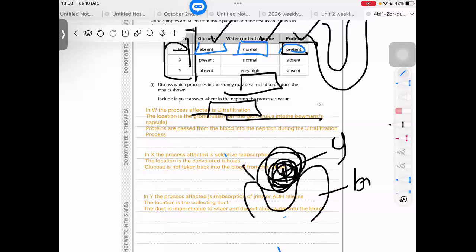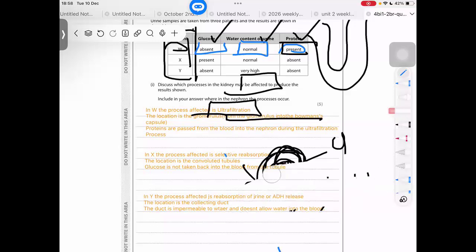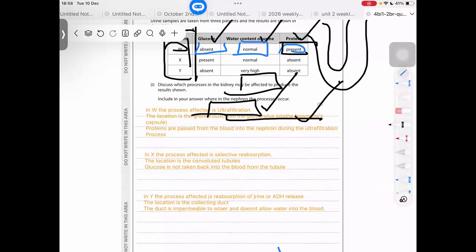Glomerulus as well as the Bowman's capsule. So it's always better to mention both of them, from the glomerulus into the Bowman's capsule. So that would be the exact location. Right. So the process is ultrafiltration. Location is from the glomerulus into the Bowman's capsule, and they're asking how proteins are passed from the blood into the nephron during the ultrafiltration process.